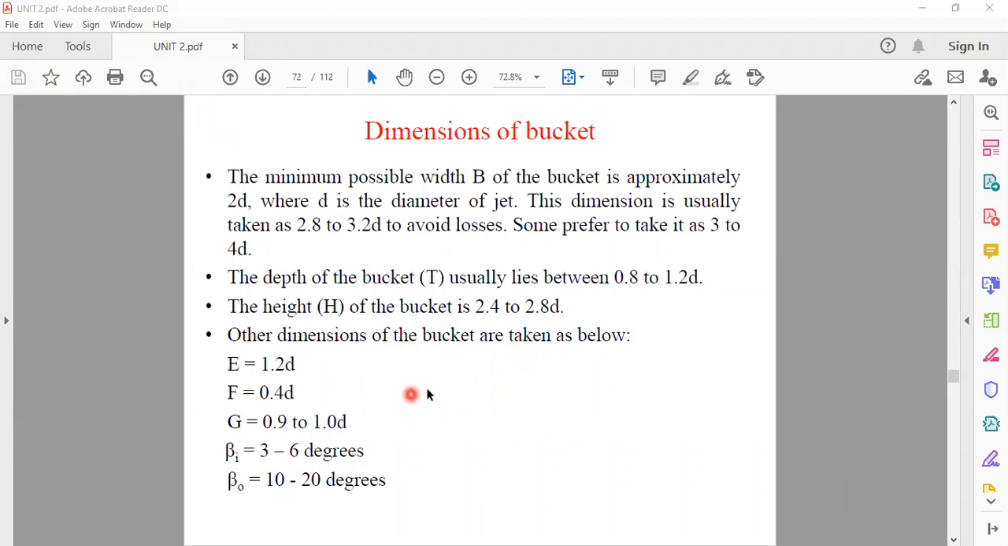Other dimensions of the bucket are taken as below. E equal to 1.2d, F equal to 0.4d, G equal to 0.9 to 1, inlet angle beta equal to 3 to 6 degrees, and outlet angle beta equal to 10 to 20 degrees.